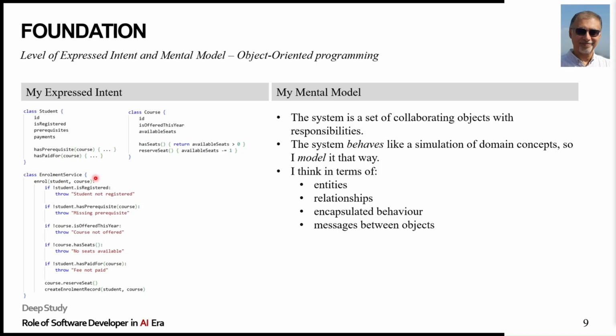My intent is expressed through messages. Messages like, student, tell me if you have the prerequisite. Course, tell me if you have seats. Course, reserve a seat. Each object encapsulates its own rules and data. I don't manipulate their internal state directly. I delegate. The key idea is that my intent is encoded as a set of responsibilities distributed across objects that collaborate to achieve the outcome.